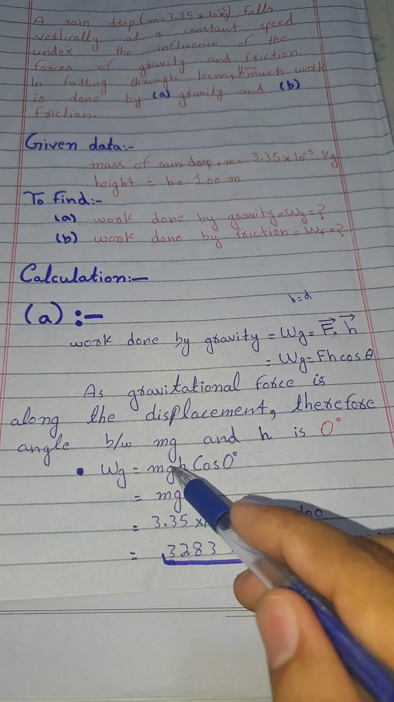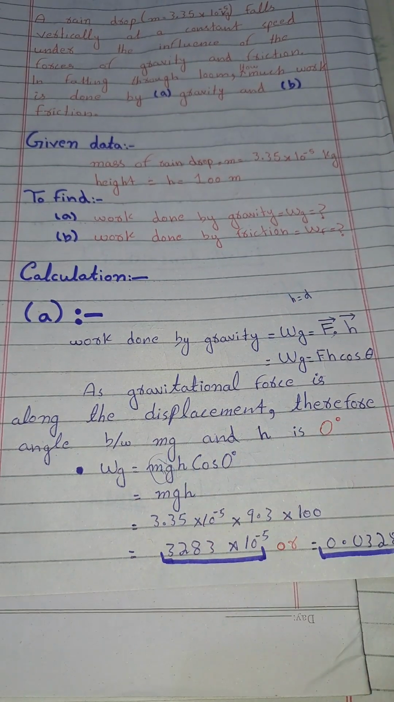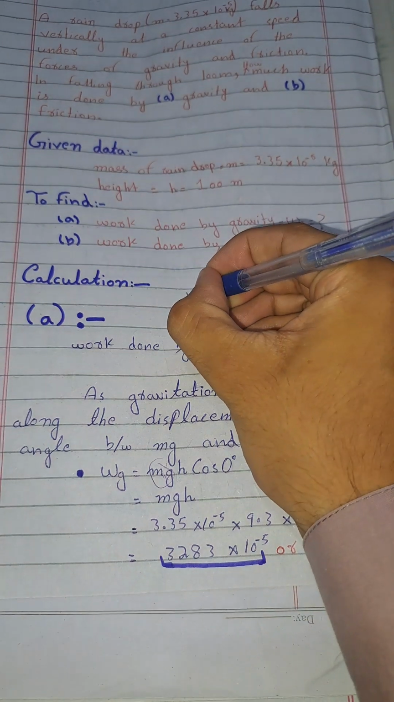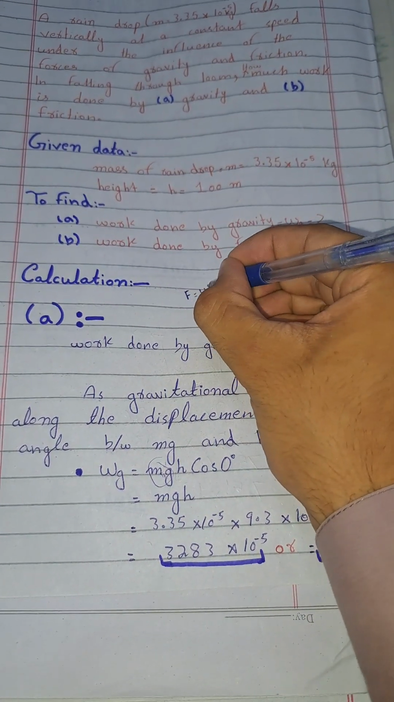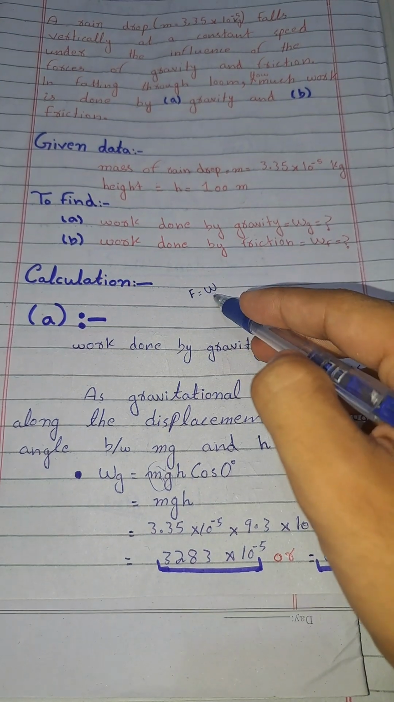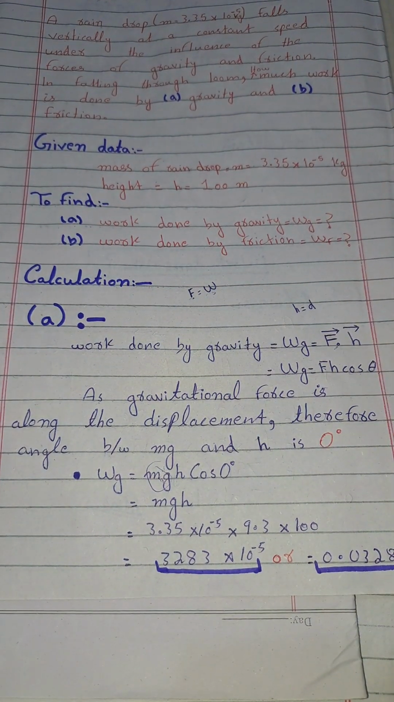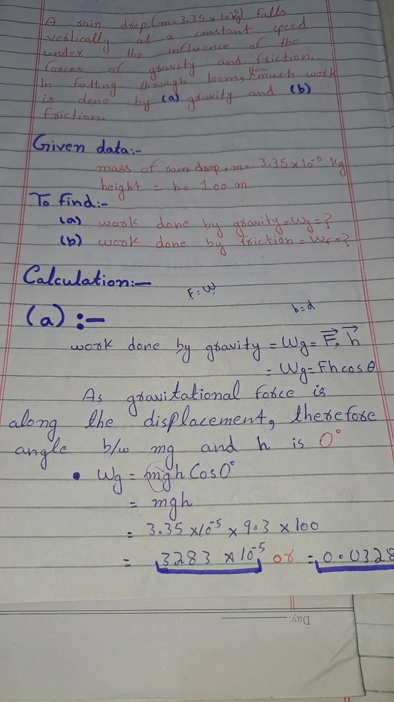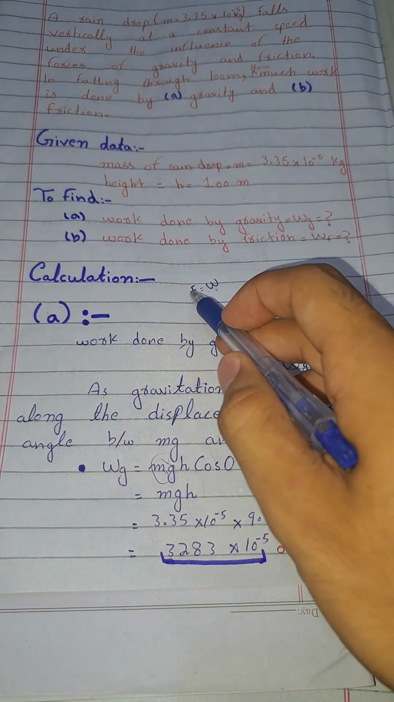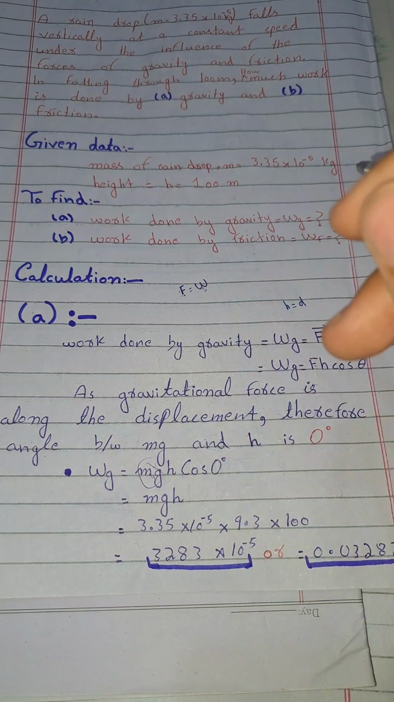Now you have raised a question: how does mg come here? F is equal to mg, but how? See, F is equal to weight. Weight is also a force, because gravity is acting upon the drop, so it is also a force, the gravitational force. So here we are considering force is equal to weight, because this is due to gravity.